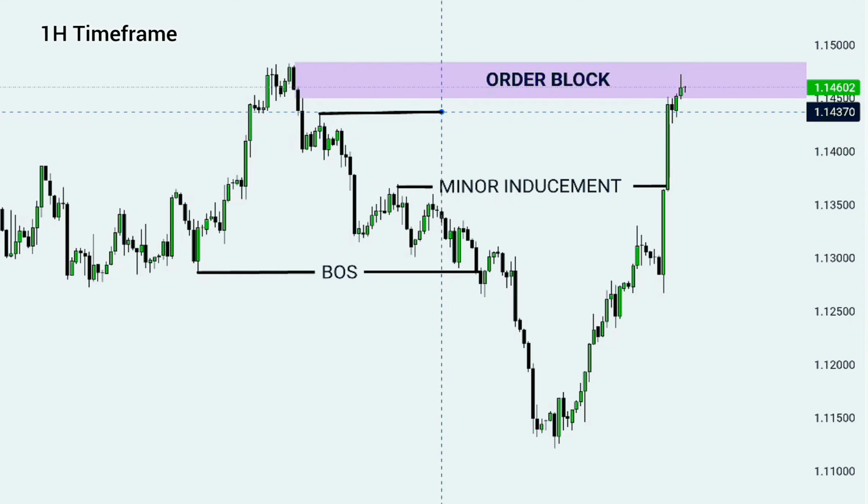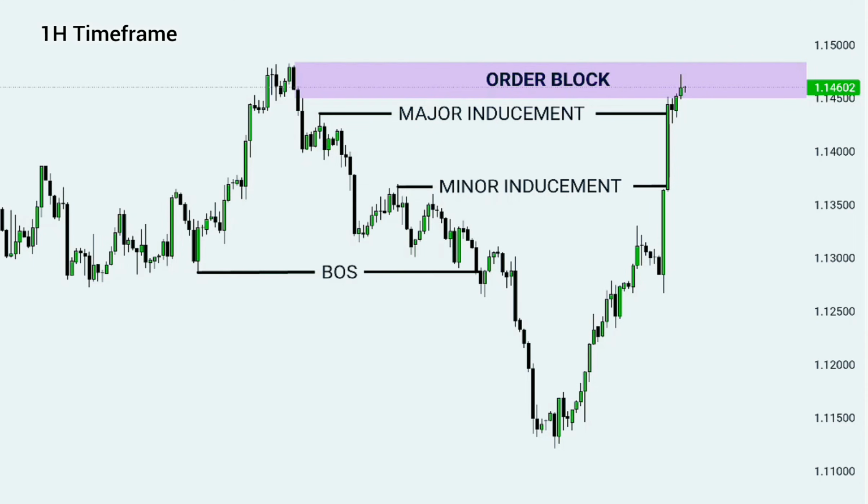Now let's break down the concept of major inducement as it appears in this chart from a smart money perspective. Major inducement refers to the deliberate move of price toward obvious external liquidity, usually formed above key highs or well-defined resistance areas. In this example, price is driven aggressively into the higher timeframe order block, taking out previous highs and triggering buy-side liquidity. This move attracts breakout buyers and confirms bullish expectations for many market participants.